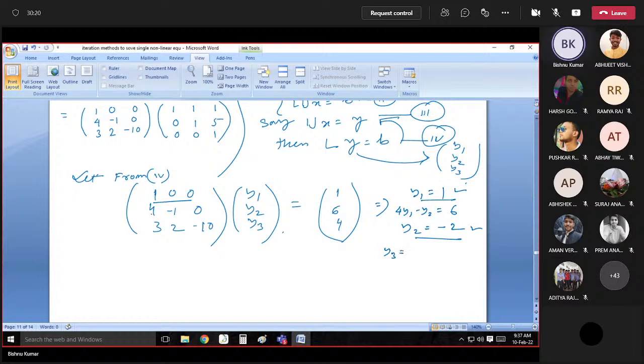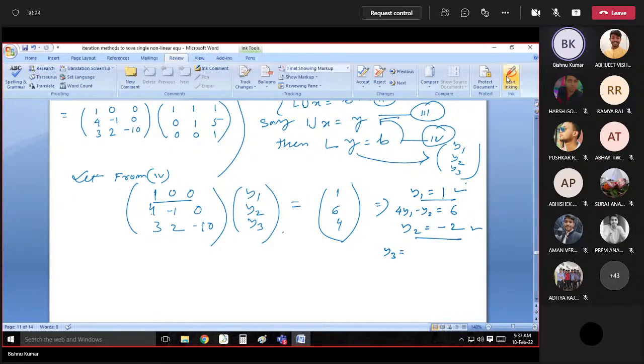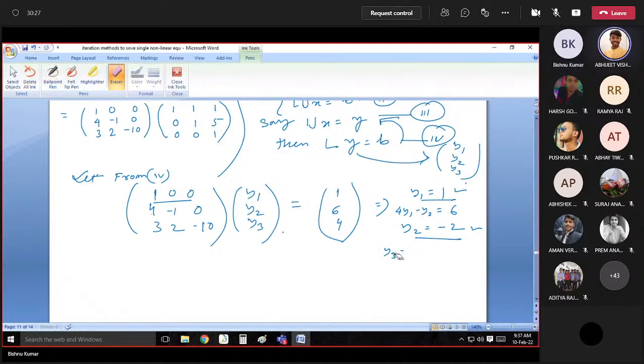Y3 you will get from the last equation. Multiply this: 3y1, 2y2 minus 10y3. What is this? Row column. Actually, that is equal to 4. So what is y3? Half, sir, half. Y3 is half.